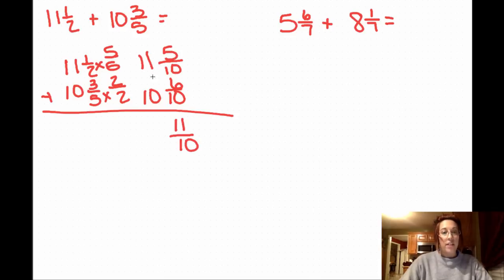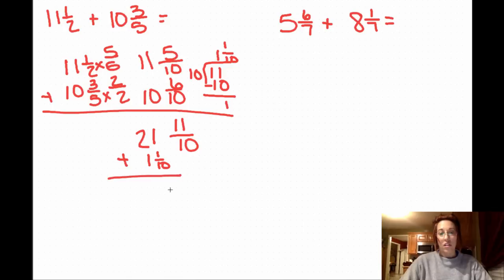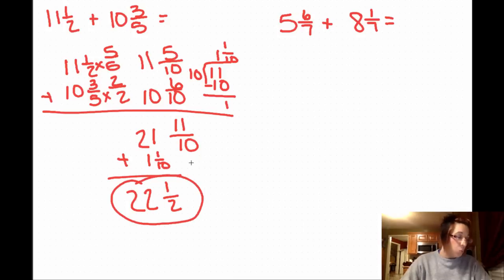11/10. 11/10 is more than 1. It is improper, so let's divide. 10 will go into 11 once. 11 minus 10 is 1. So now we have 21 plus 1 1/10. So 1/10 is going to stay the same. 1 plus 1 is 2. That becomes 22 1/2.